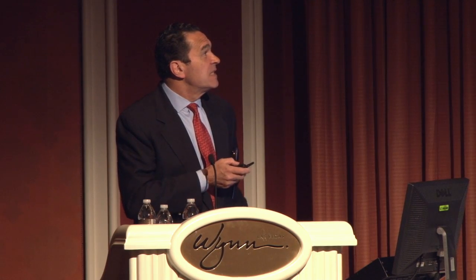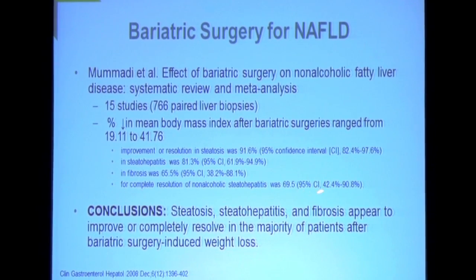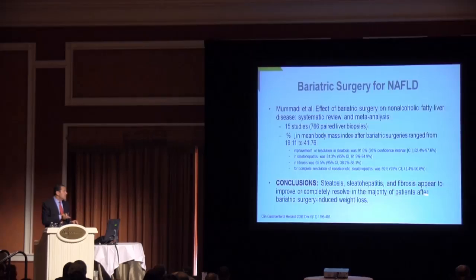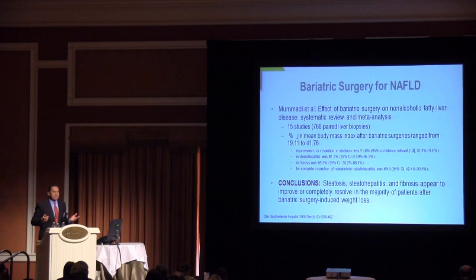pretty good results. This is a meta-analysis of 15 studies on bariatric surgery and NASH, and again, it showed resolution of steatosis in 91%, steatohepatitis in 81%, fibrosis improvement in 65%, and even complete resolution of NASH was seen in 69%. So these are really excellent results. So steatosis, steatohepatitis, and fibrosis improve or completely resolve in a majority of patients after bariatric surgery. So should we do surgery in all the fatty liver patients? I don't think so.